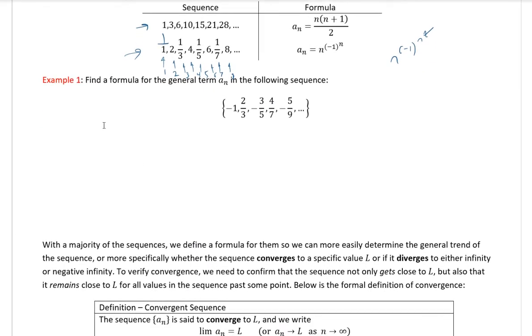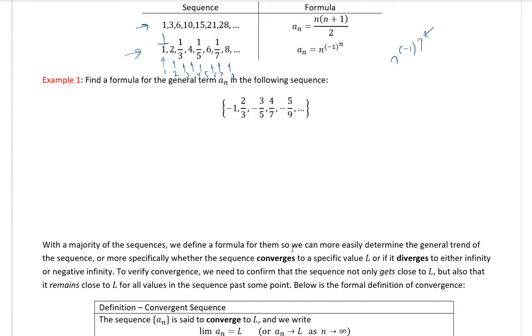Here, I have an example of finding a formula for a general term a sub n in the following sequence. Now I recommend pausing and seeing if you can find out on your own what would be the general term or the formula for this one, because this one really isn't too bad. It should work a lot like the previous one I just talked about.